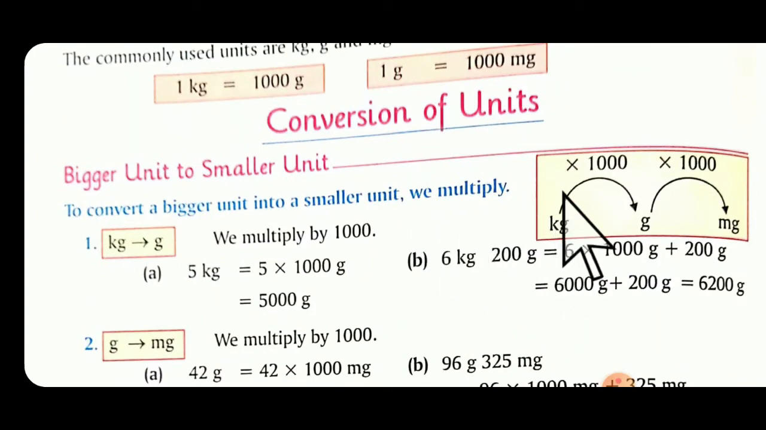To move from a bigger to a smaller unit, we multiply by 1000. Kg, gram and milligram, 3 units. To move from one to another, 1000 units. Again, in the second one, again 1000 units.